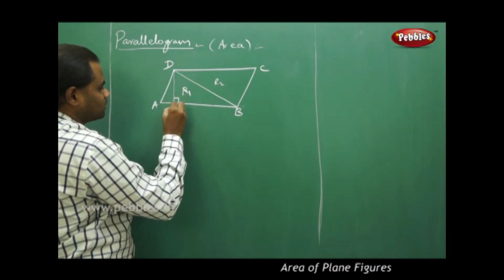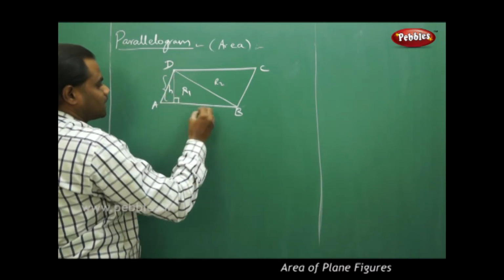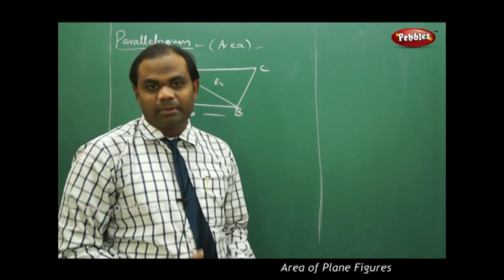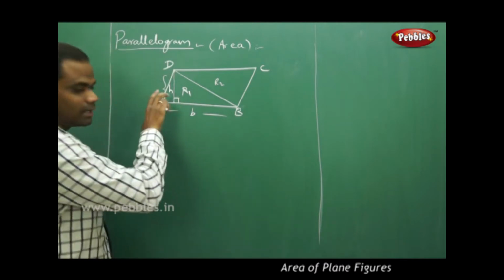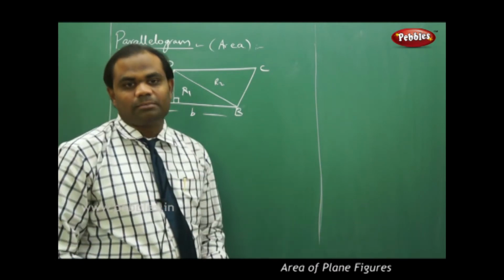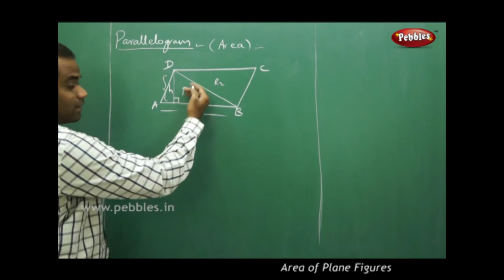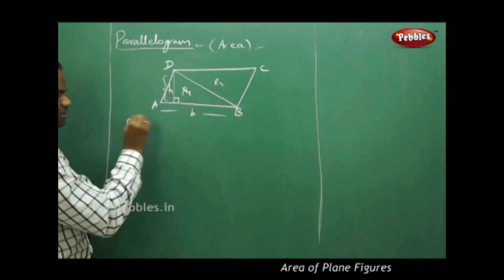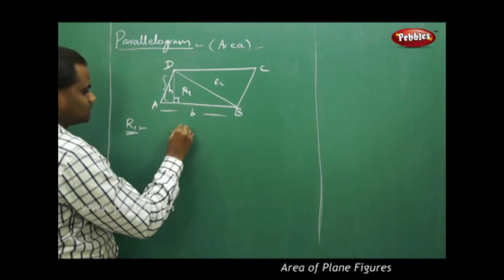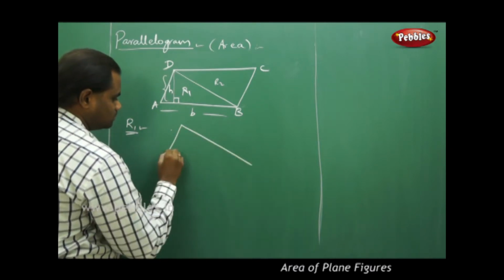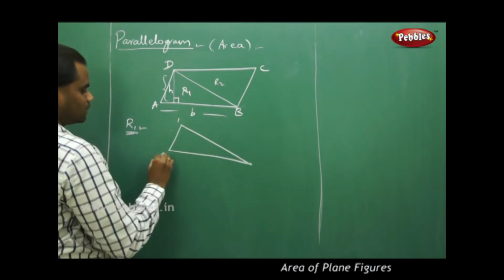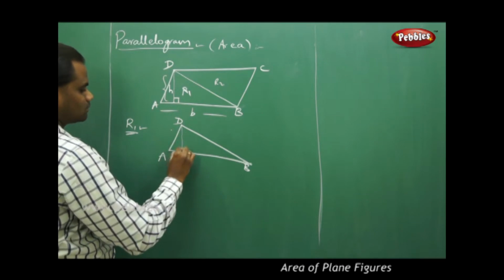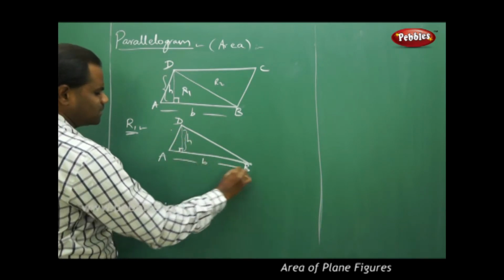Let the height of the parallelogram be H and let the base of the parallelogram be B. Therefore, even its opposite side would also be B. So when I know the base and height, I can find the area of the parallelogram by dividing the given region into R1 and R2. So when I have the region R1, this is nothing but the triangle ABD, where this is the height and this is the base.